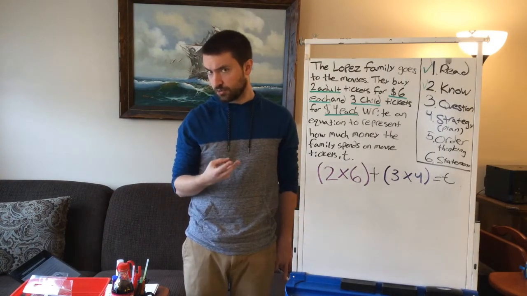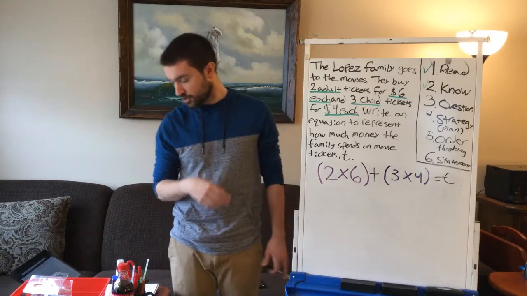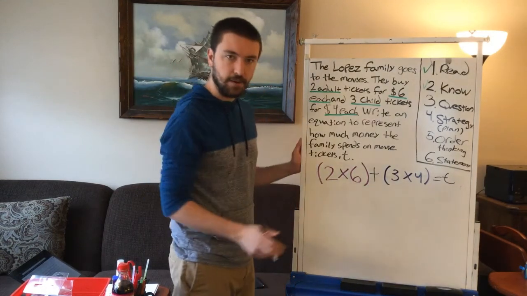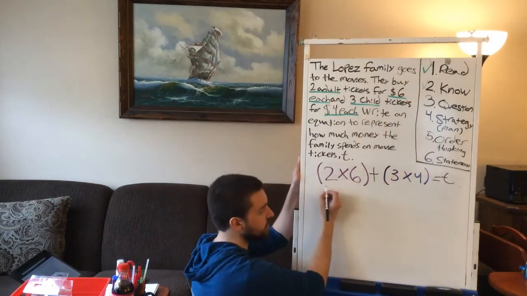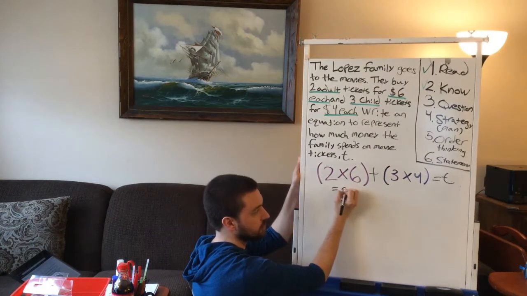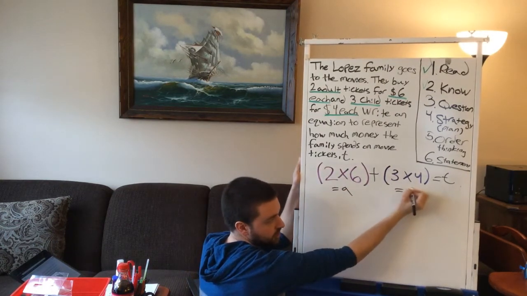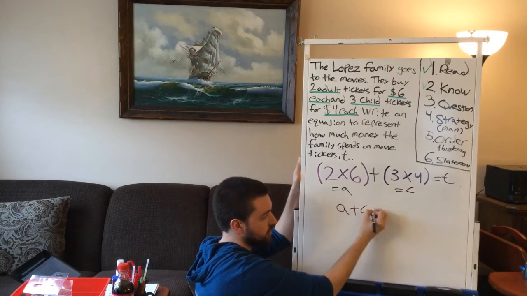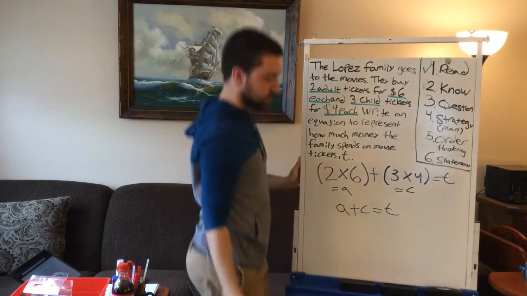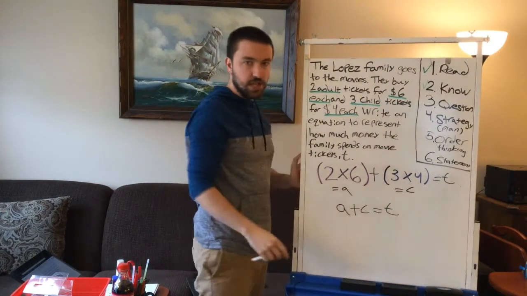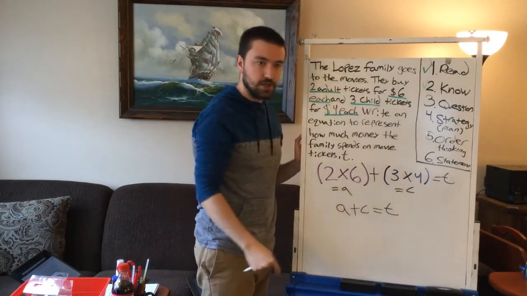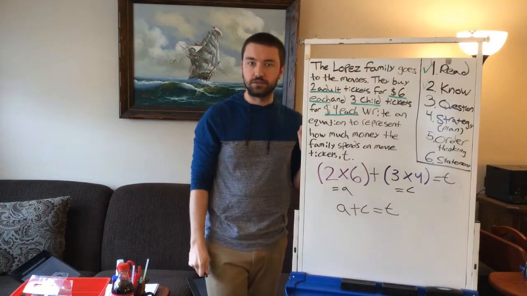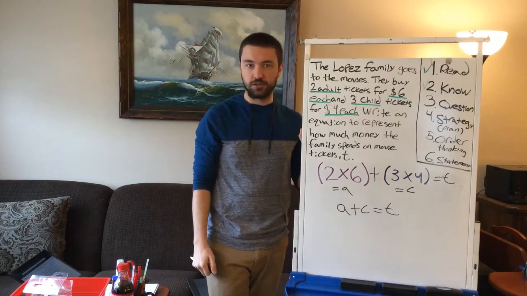Now, question 6 has 2 parts. The second part says, can you write it as 2 equations? Well, yeah, I can, because this is the adult tickets, this is the kid tickets, so then I can do A plus C equals T. So I can solve each of these separately and have them be their own equations, and then have a third equation. Many different ways to solve this question.